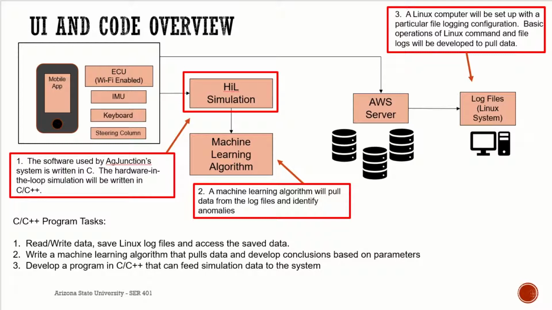So as the hardware in the loop simulation feeds data into that system, the system will be writing that data to log files on a Linux system. The machine learning algorithm will pull those log files, scan them, and identify anomalous behavior based on parameters that AgJunction and we identify. Lastly, we will be developing a system to log those files.